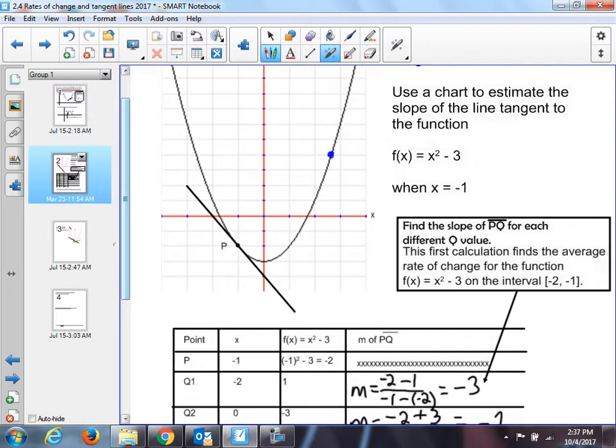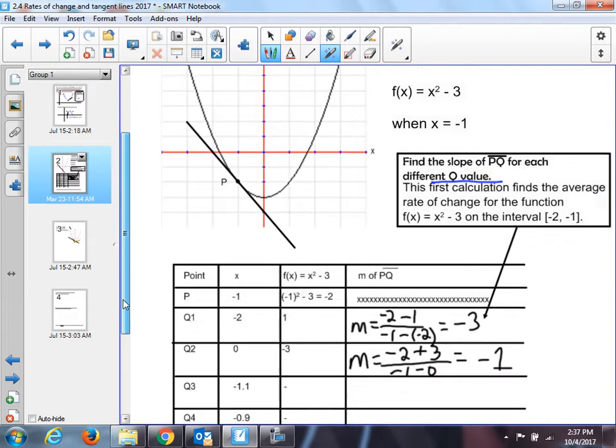First I'll put it here, first up, then there, there, there, and then I'll move it really close. Why would I start so far away, though? I'm not going to use 3. I'll start right down at 0, maybe, and come in. And then I'll do it from the left side. So I didn't draw in Q on that diagram because it keeps moving, right? Do you understand what I mean by Q is the second point for each different Q value? This first calculation finds the average rate of change for this function. Well, let's look at this chart. Okay, and then we'll come back to that.